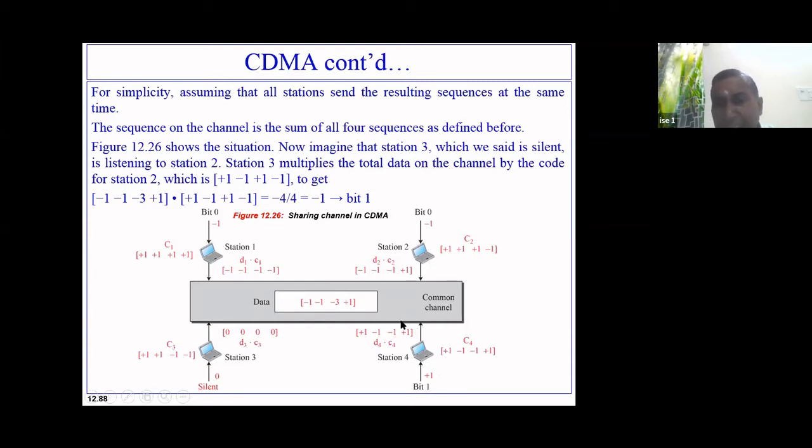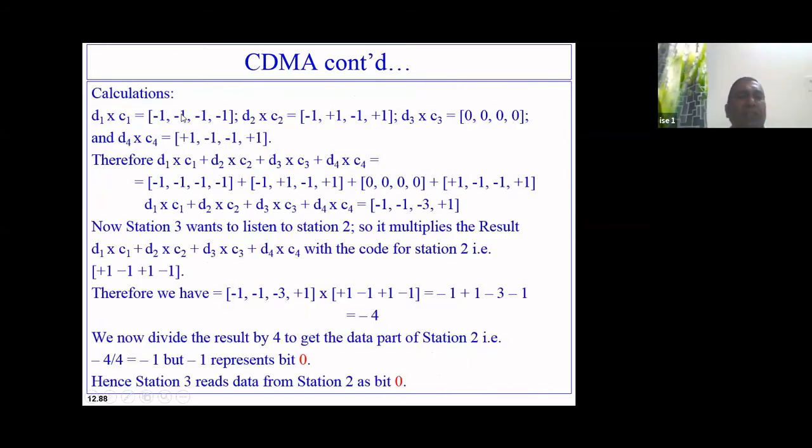So I get this. Now I have to add all these things. I have shown the calculation in the next sheet. So d1 c1, as I have seen, is all minus 1. d2 c2 is nothing but minus 1 plus 1 minus 1 plus 1. d3 c3 is all 0, and d4 c4 is plus 1 minus 1 minus 1 plus 1. Is it clear? Have you understood so far?